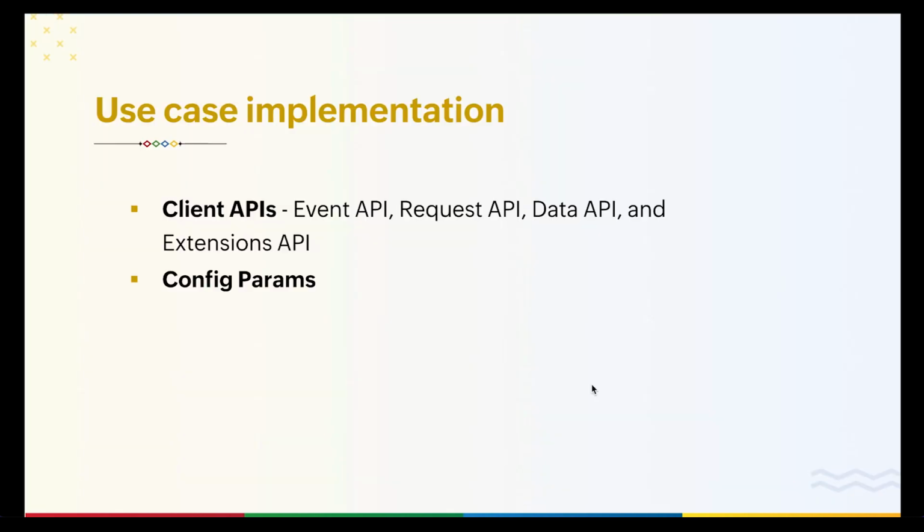So, to implement this use case, we have used a couple of client APIs such as Event API, Request API, Data API, and Extensions API. We have also configured config params in the plugin manifest file to get the project ID into which the task needs to be created.